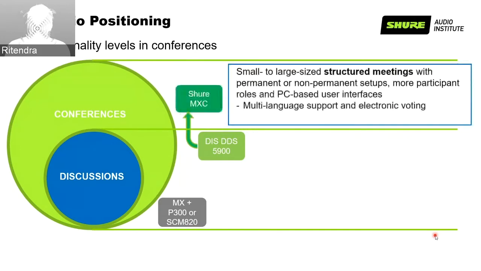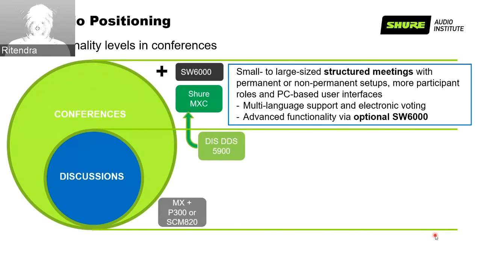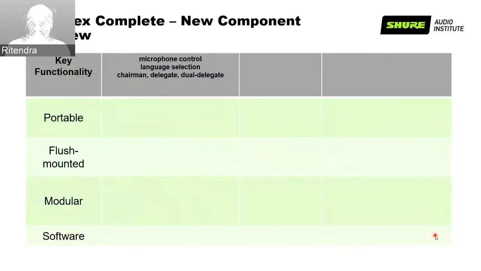And even a conference system, where small to large structured meetings with permanent and non-permanent setup, more participant roles, and PC-based user interface require multi-language support and electronic voting. At that point, you need to look at the Shure MXC solution. And of course, with the help of Software 6000, you enhance more features. So let me just explain the product portfolio over here.